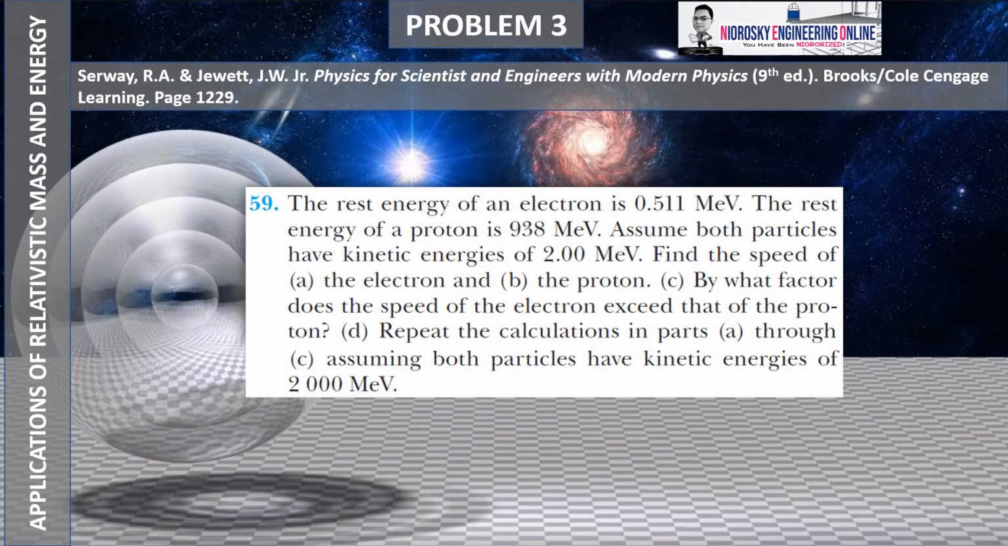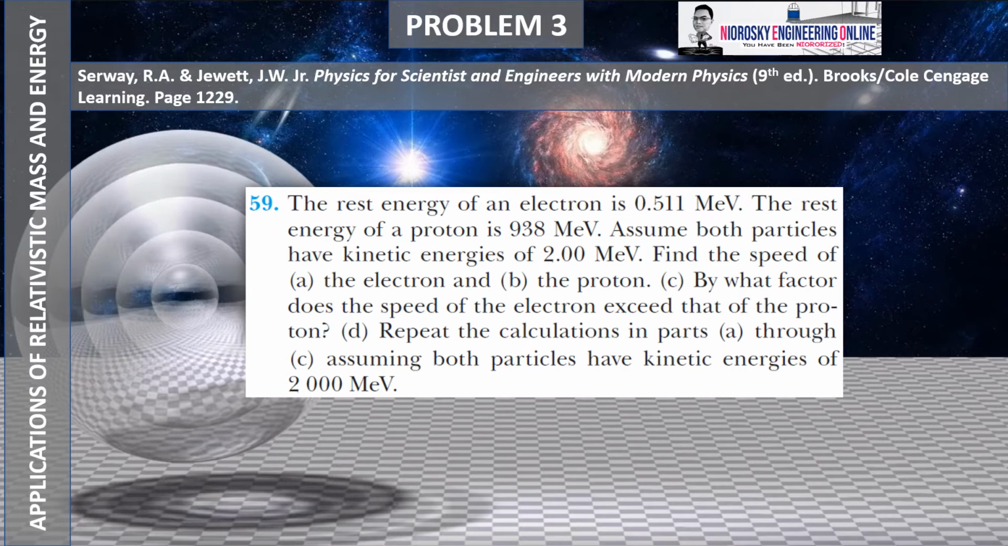Now, let's take a closer look at this problem. This is actually, I think, one of the most interesting parts of this presentation. The rest energy of an electron is said to be 0.511 mega electron volt. The rest energy of a proton is 930 mega electron volt. Assuming that both particles have kinetic energies of 2.00 mega electron volt, we have to find the following. Letter A. What is the speed of the electron? Letter B. What is the speed of the proton? Letter C. By what factor does the speed of the electron exceed that of the proton? Meaning we are to take the ratio of both.